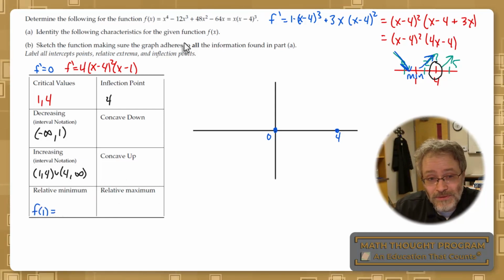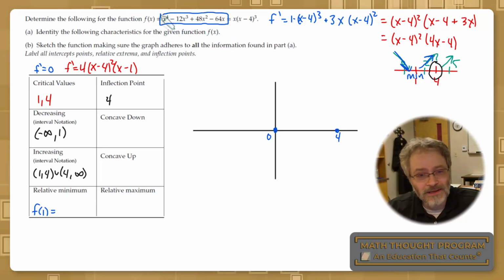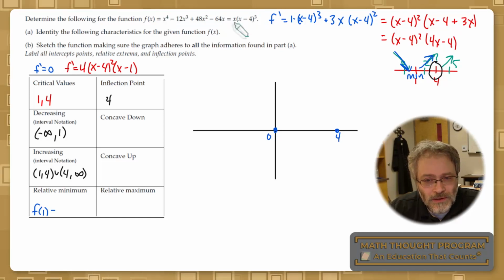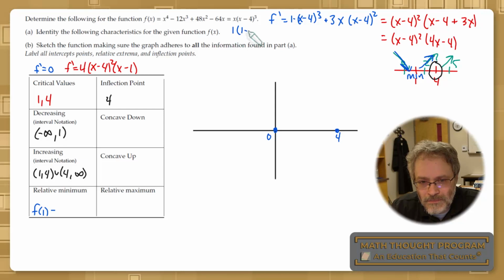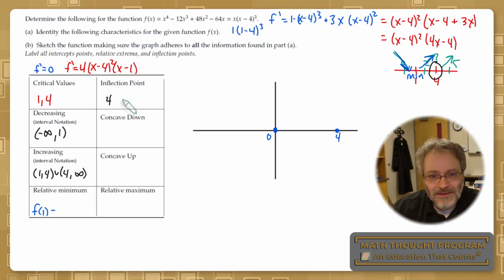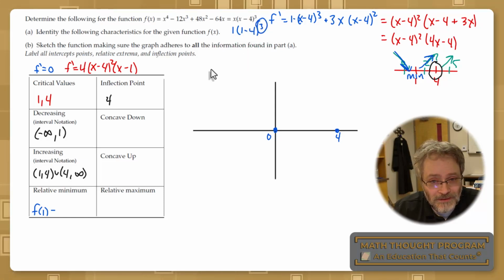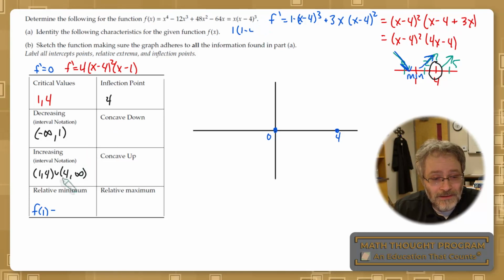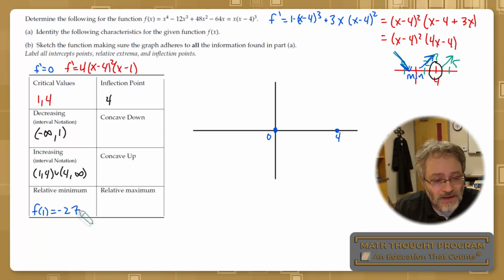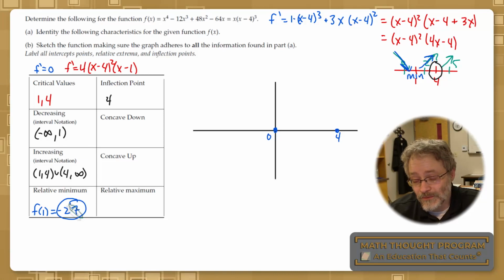Now, you have an option. You can use the expanded form again, but that's more complicated than using the factored form. If I just plugged in a 1, we're going to see very, very quickly 1 times -3, that's been cubed. So what we get here is -27. That's the minimum value. Just remember, minimum and maximum values are y values. They're not the x values.